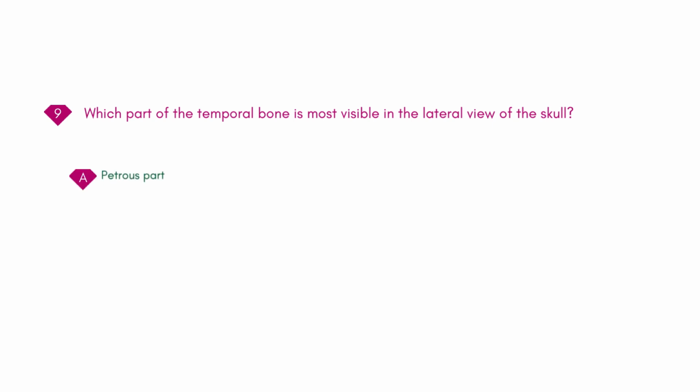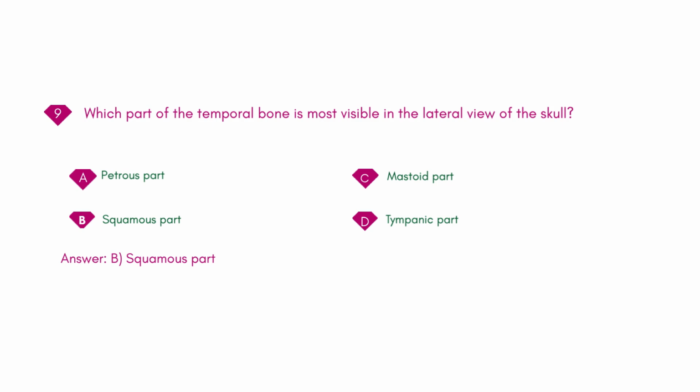Which part of the temporal bone is most visible in the lateral view of the skull? A. Petrous part. B. Squamous part. C. Mastoid part. D. Tympanic part. Answer: B. Squamous part.